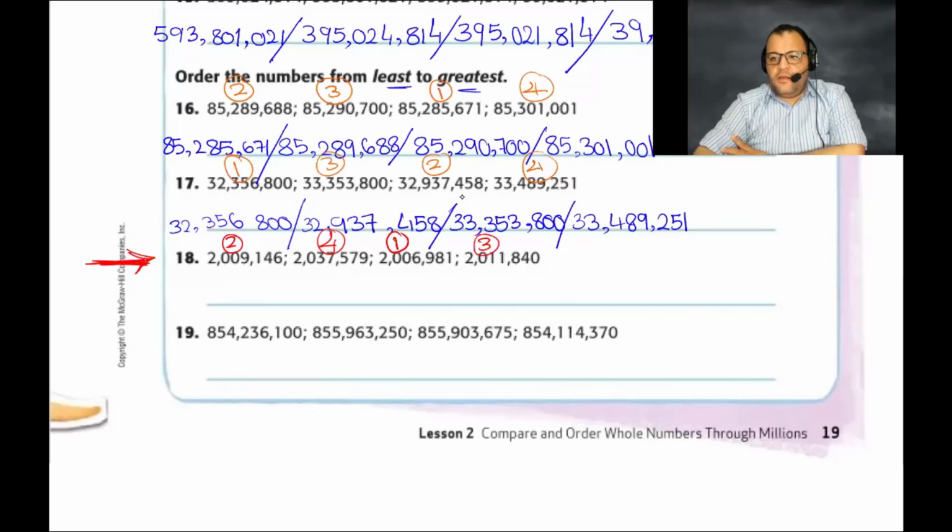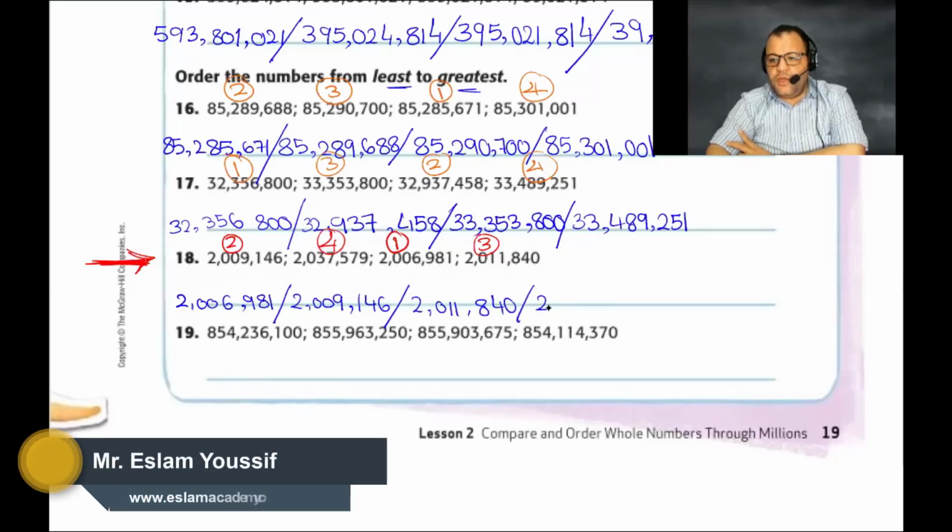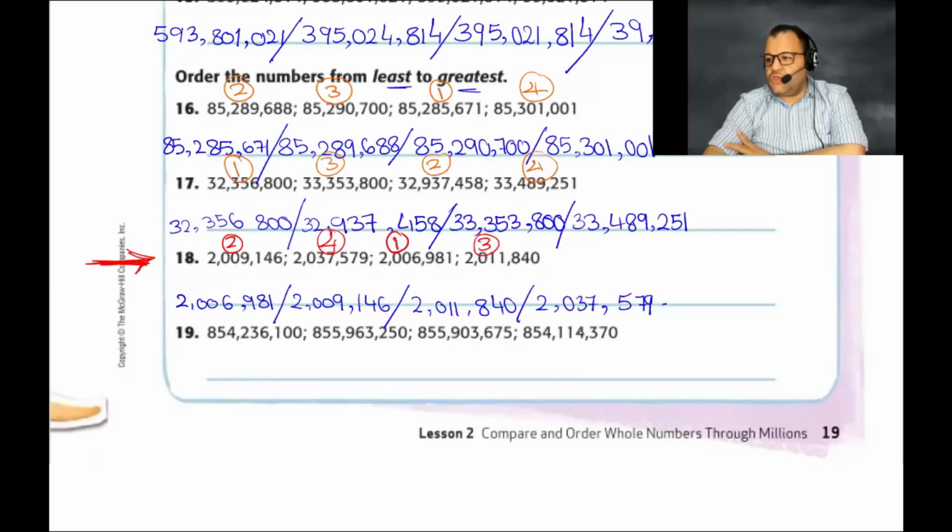Okay. So the first number will be 2,006,981. After that, 2,009,146. The next one will be 2,011,840. The last one would be 2,037,579.